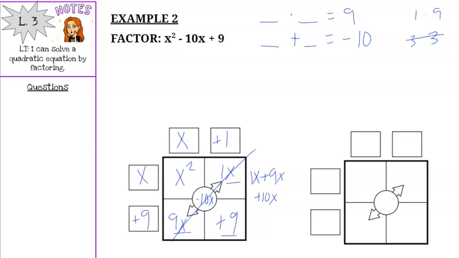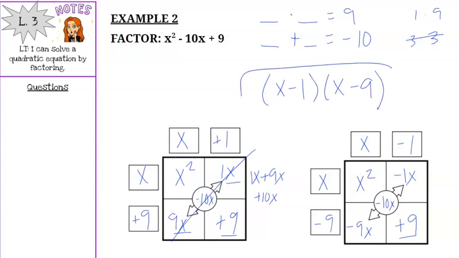So then if we think about it, if we made both of those negative, negative 1x and negative 9x would make negative 10x. So we're going to change this from x plus 1 to x minus 1, x plus 9 to x minus 9. X times x is x squared. And then negative 1 times negative 9, a negative times a negative still gives us a positive, so we end up meeting what we need. We got that positive 9 here, and we have the negative 10 in the middle. So our factors are x minus 1 times x minus 9.